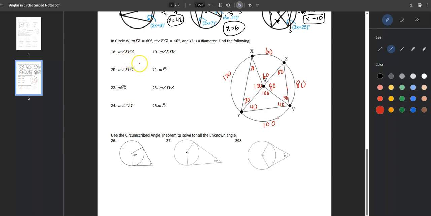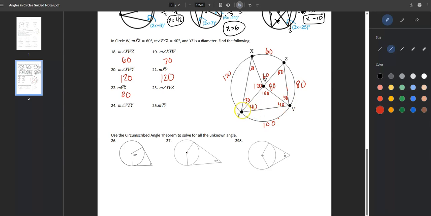I can just go over here and answer these questions, okay? So XWZ is 60. That's all I've got to do now is just look and write. YWZ, which would be that 30. XWY, which would be 120. The arc XY would also be 120. The arc VZ would be 80.